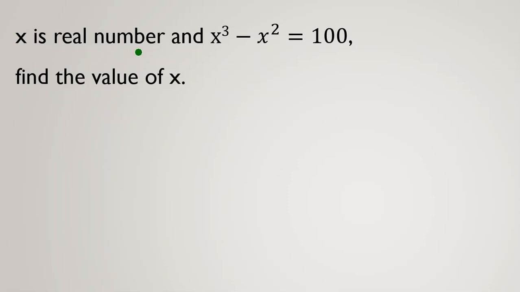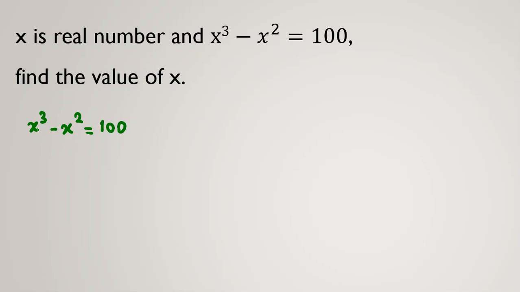X is a real number and x cubed minus x squared equals 100. Find the value of x. So let's rewrite our equation: x cubed minus x squared equals 100. The most important and useful way is to find at least one root.